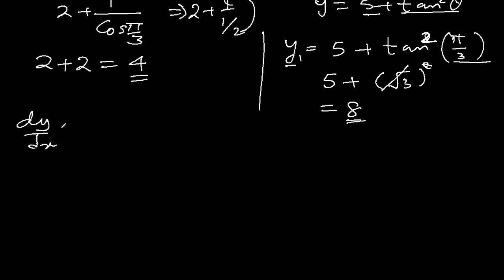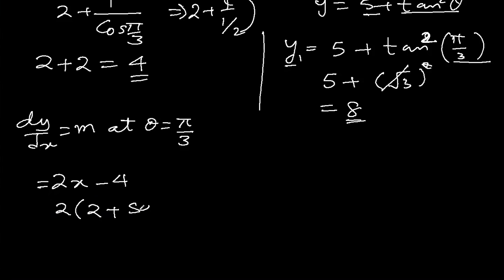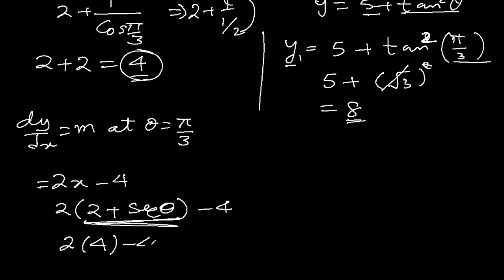So dy over dx equal to m at theta equal to pi over 3, which was 2x minus 4. x is 2 plus secant theta, minus 4. We got the x value as 4, right? So we can replace this whole thing by 4 because 2 plus secant theta gave us 4. 2 times 4 minus 4, which is 8 minus 4, 4.